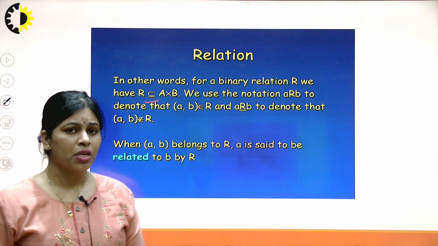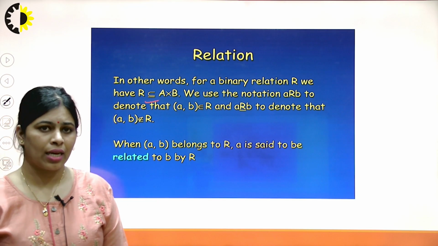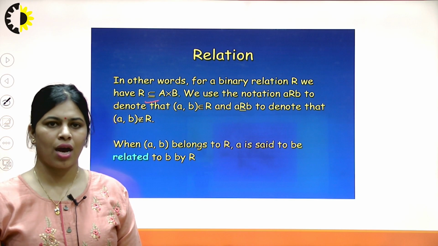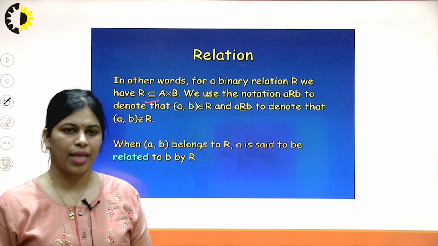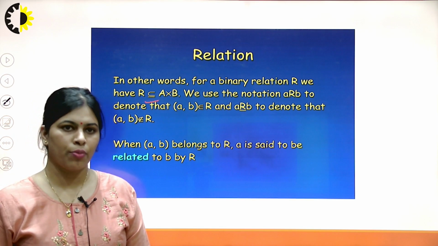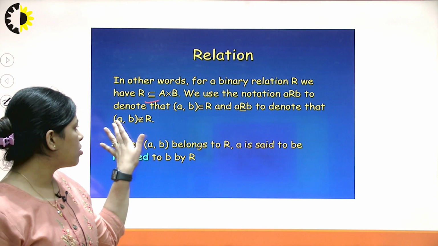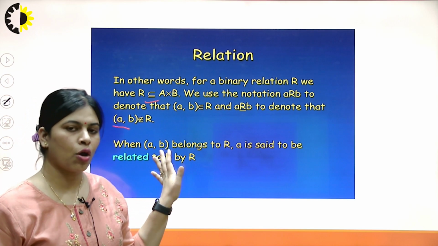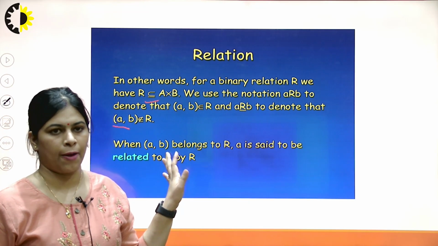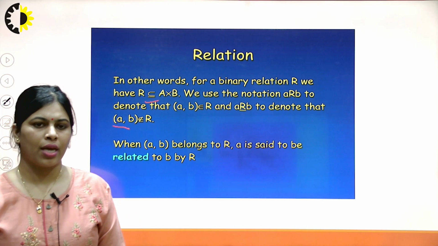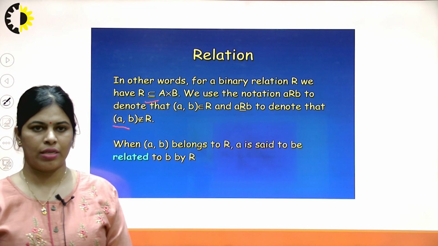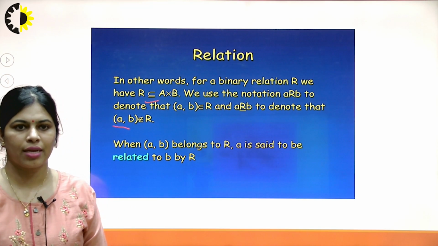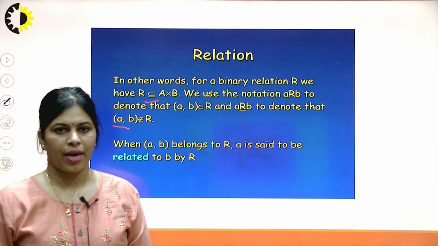We use the notation a R b to denote that (a, b) belongs to R, and a R-with-a-slash b to denote that (a, b) does not belong to R. Means the element (a, b) is not present in relation R. When (a, b) is an element belonging to R, a is said to be related to b by R.